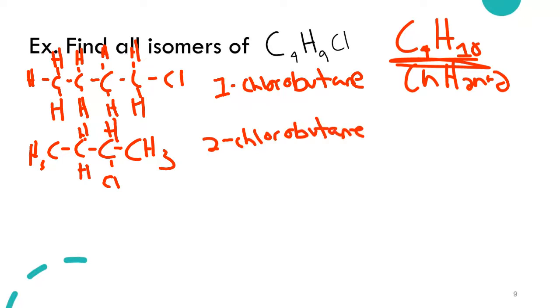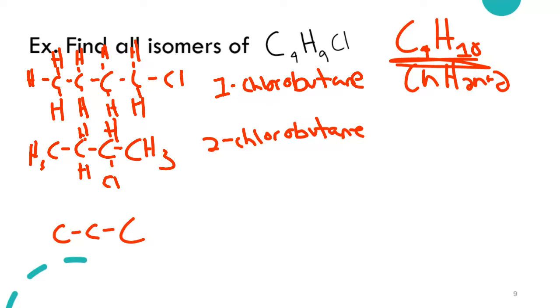Okay. And I can't move this chlorine anywhere else because if I move it to the third one, it would be the same as this one. If I move it over here, it would be the same as this one. That makes sense? Okay. So now I can move on to the 3 carbon chain derivatives. Okay.